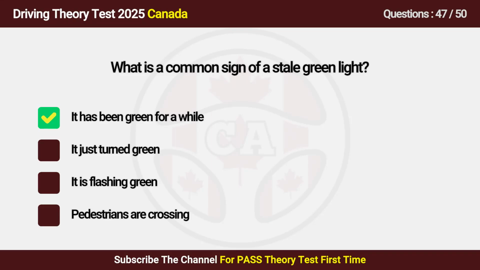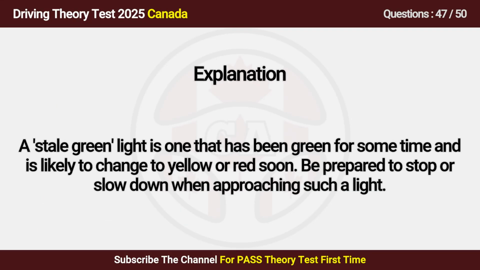Answer is A. It has been green for a while. A stale green light is one that has been green for some time and is likely to change to yellow or red soon. Be prepared to stop or slow down when approaching such a light.